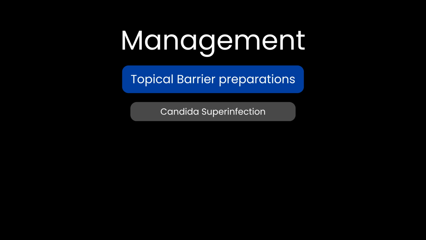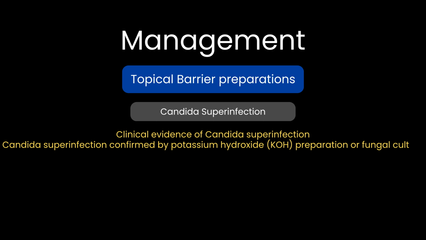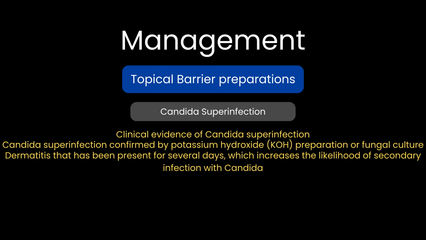When we suspect Candida superinfection, a drug can be used for its treatment in the following 3 scenarios. When there is clinical evidence of Candida superinfection like beefy red plaques, satellite papules, superficial pustules, or involvement of skin folds. When Candida superinfection is confirmed by potassium hydroxide preparation or a fungal culture. Dermatitis that has been present for several days, which increases the likelihood of secondary infection with Candida.